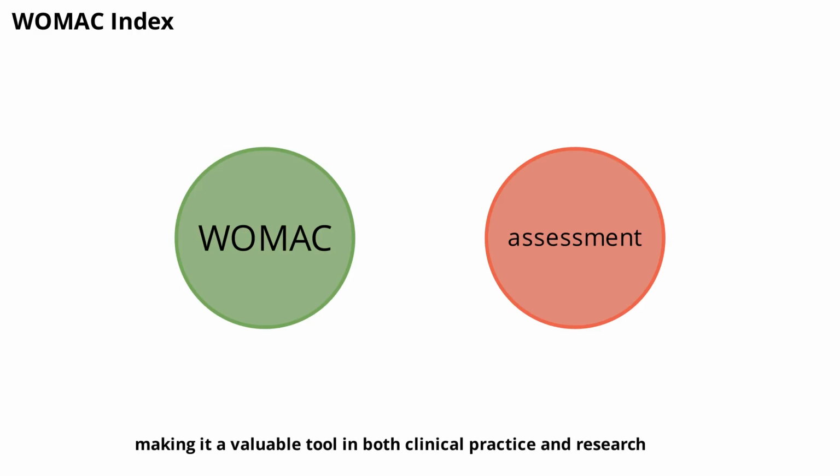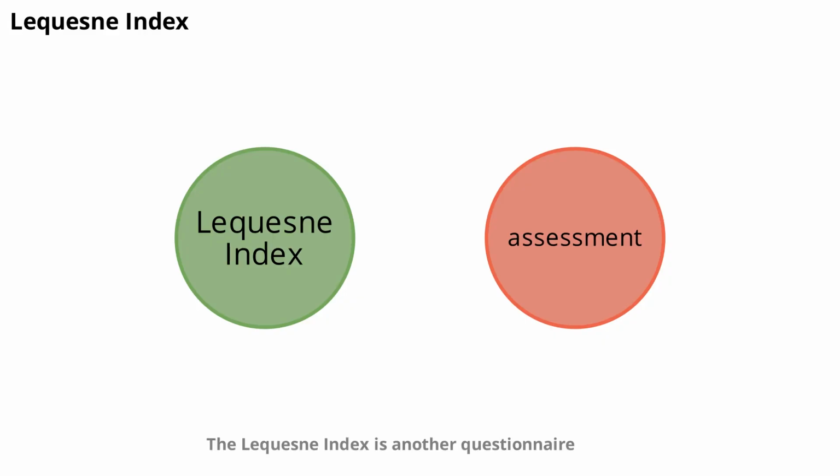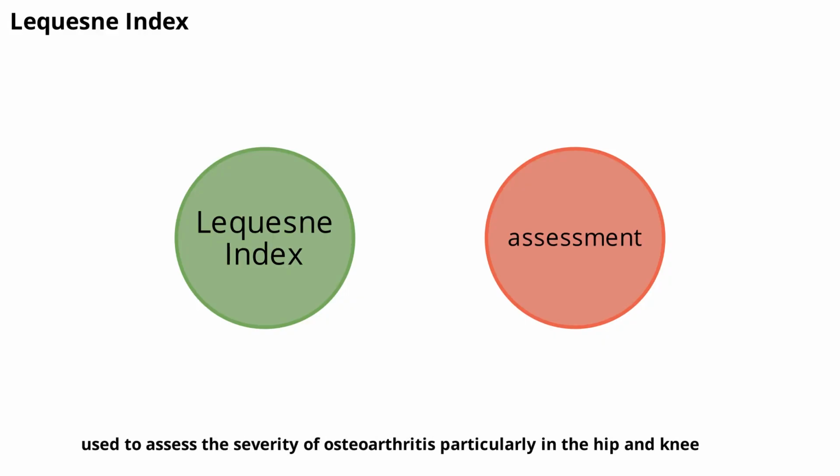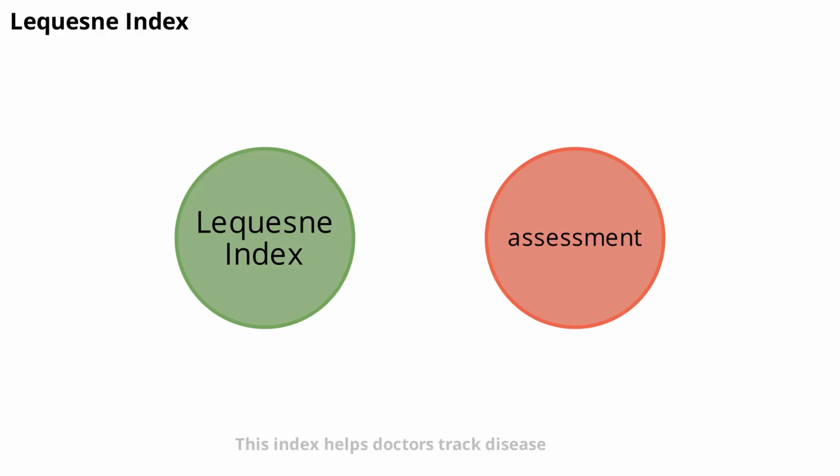The Lequesne Index is another questionnaire used to assess the severity of osteoarthritis, particularly in the hip and knee. It covers pain, maximum distance walked, and activities of daily living. This index helps doctors track disease progression and evaluate the effectiveness of treatments.